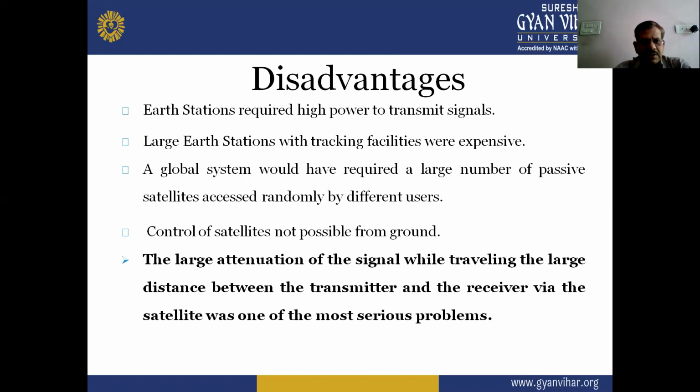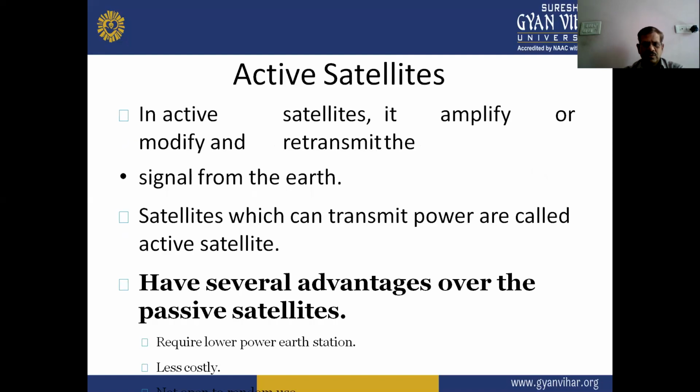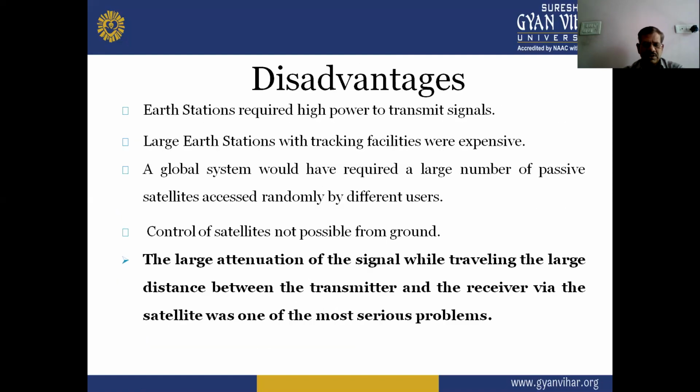Next, large Earth stations with tracking facilities were expensive. A global system would have required a large number of passive satellites accessed randomly by different users. And control of the satellite is not possible from the ground. The large attenuation of the signal while traveling the large distance between the transmitter and the receiver via the satellite was one of the most serious problems. So these are some disadvantages.